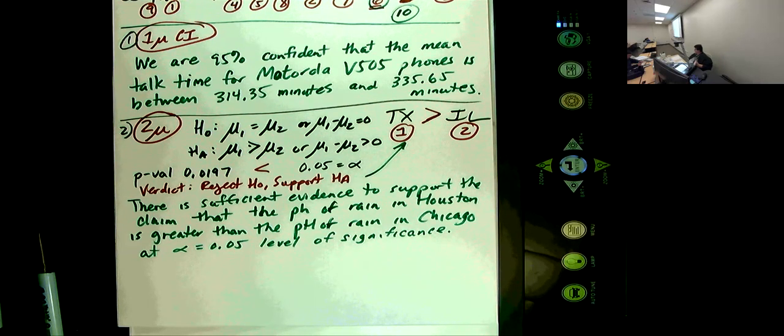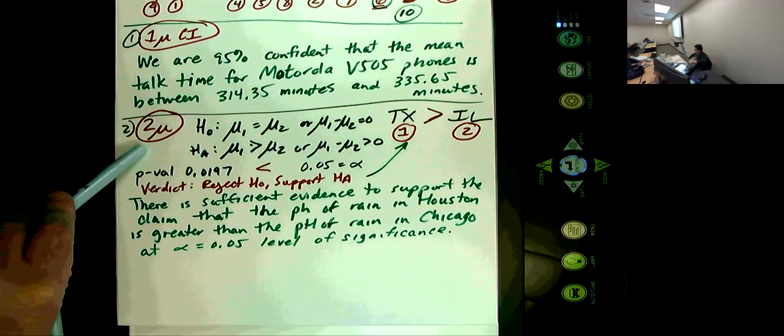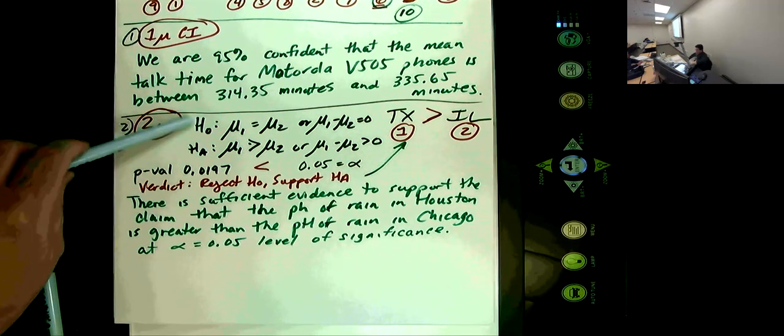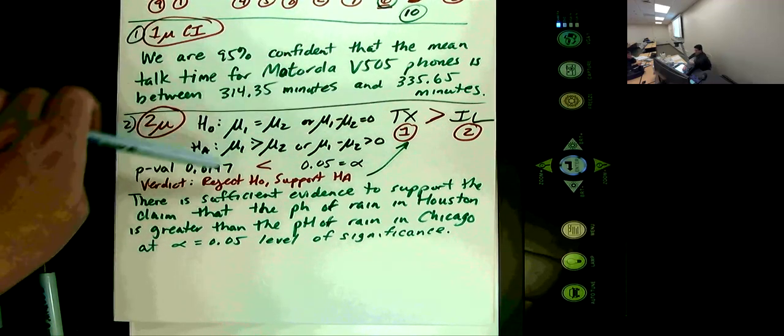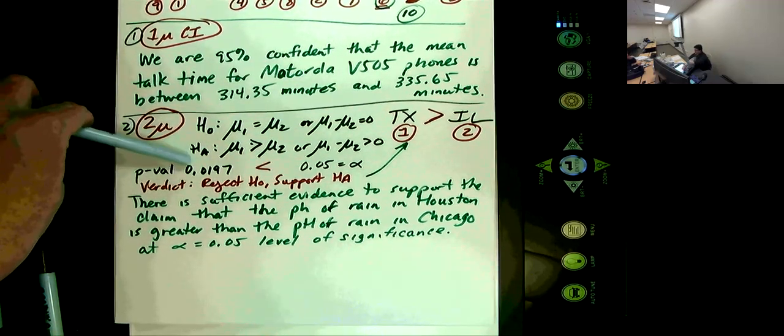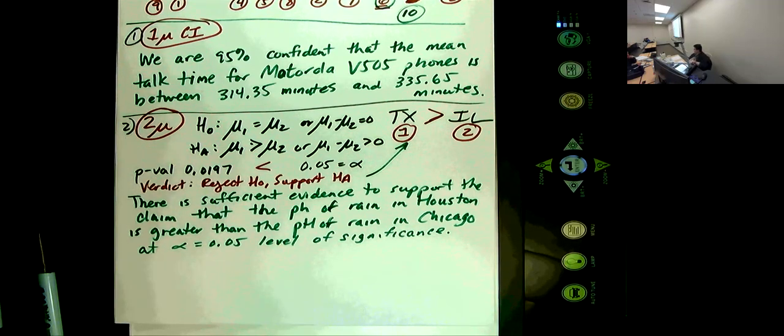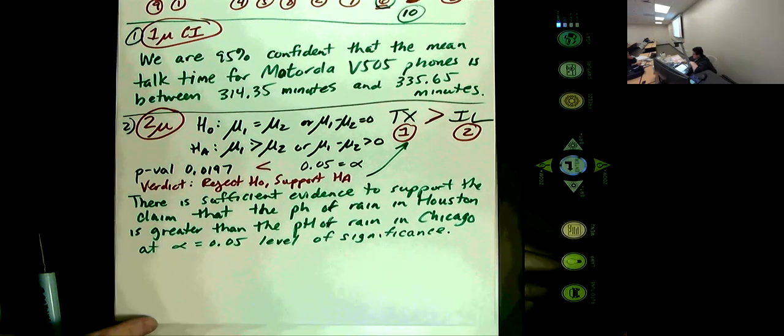That's all you need. You've identified what type of test it is. You gave me H naught and HA with well-defined groups. You compared the p-value and alpha, you gave me a verdict, and you gave me the statement of conclusion. Eight questions are like this, where the only thing that changes is H naught and HA. Right?